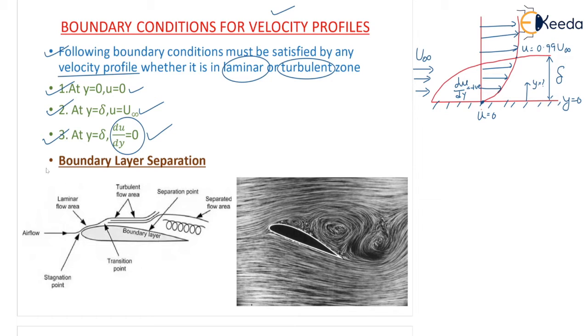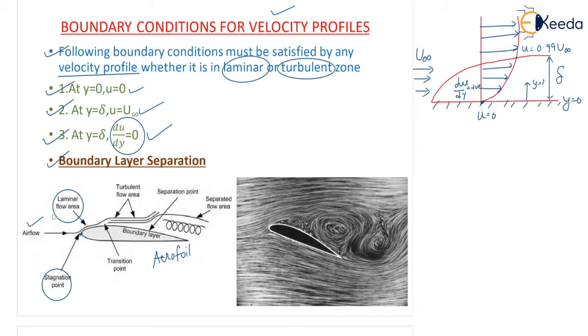Now we'll talk about boundary layer separation, another new topic. This is the example taken for the aerofoil. This is the aerofoil, the airflow direction is given, and this is the stagnation point. So what is the stagnation point? The stagnation point is the point where the velocity becomes 0 and the kinetic energy gets converted to pressure energy.